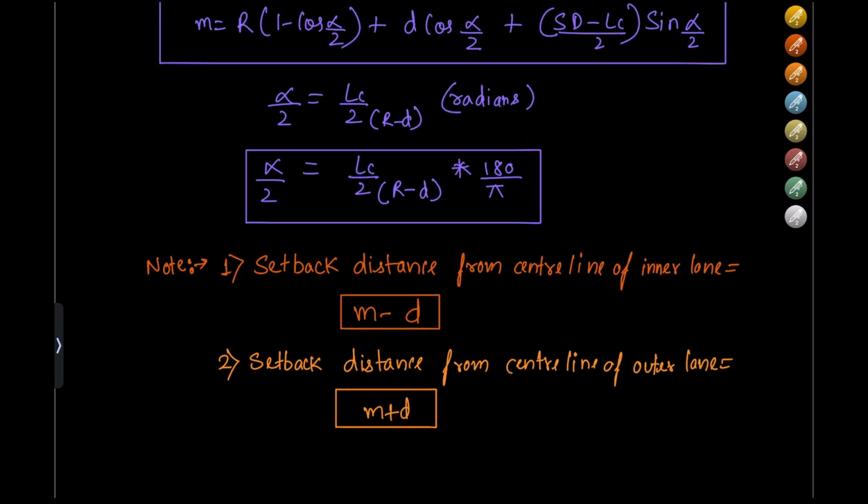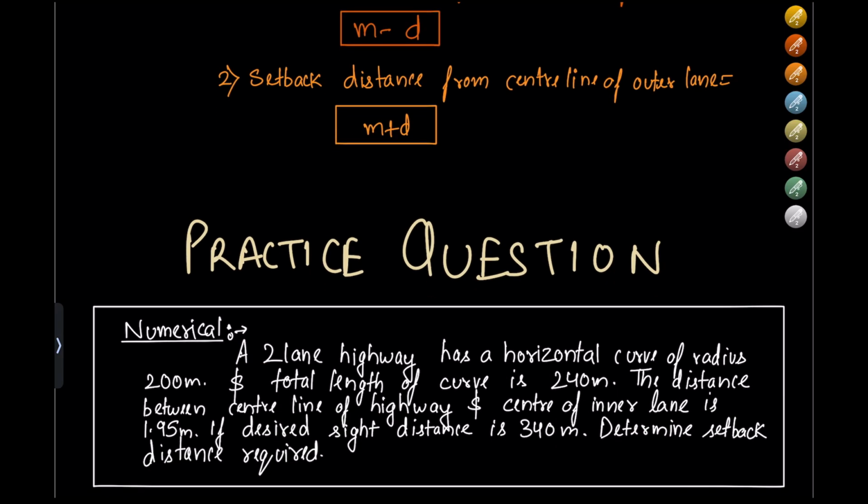Next, two things need to be taken care of, given as a special note. Setback distance from the center line of the inner lane would be given as M minus D, and setback distance from the center line of the outer lane would be equal to M plus D. These are the pet questions that you generally face in some state exams or IES or some 1 mark question. So you'll have to remember that, and this is a practice question that I have given.